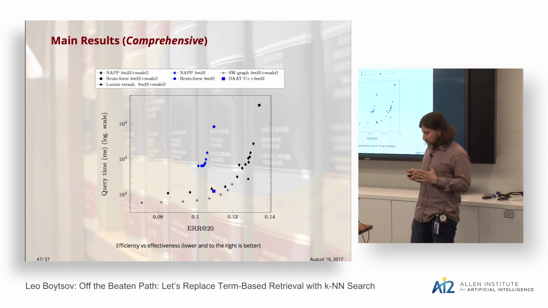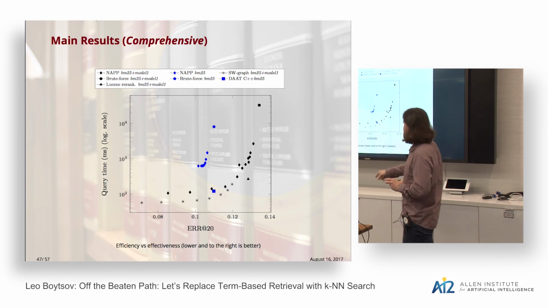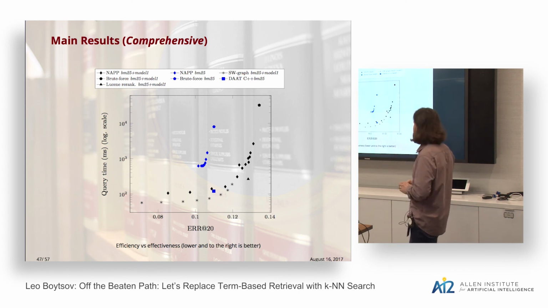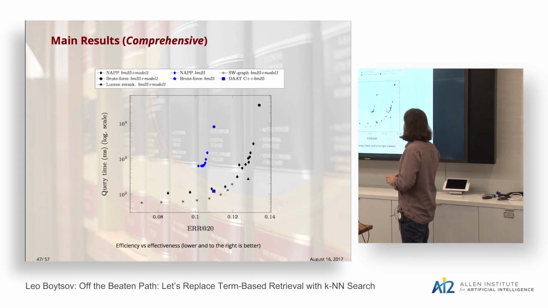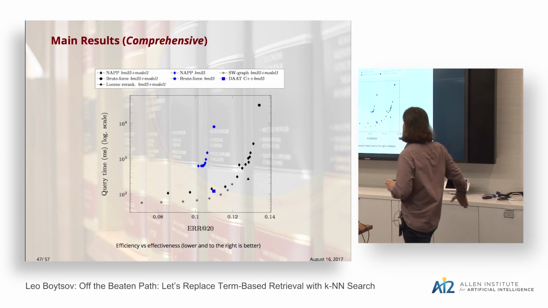So here, in this plot specifically, I show you the results for Yahoo Answers Comprehensive. Efficiency, unfortunately, I can't use the laser pointer. Well, efficiency is on the y-axis. It's in milliseconds per query. It's the log scale. Effectiveness is on the x-axis. It's expected reciprocal rank. And in these plots, lower and to the right is better.